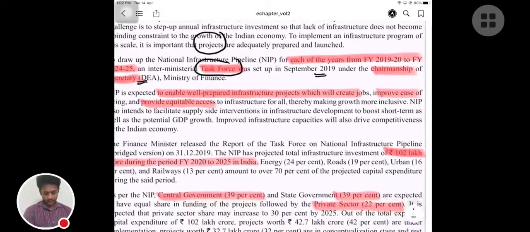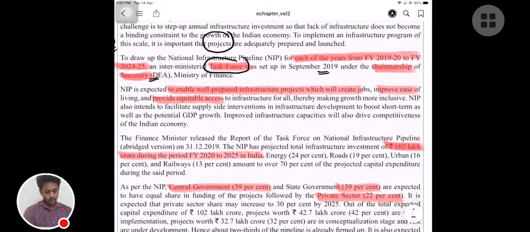And the next part: it is expected to enable infrastructure projects which will create jobs, improve ease of doing business, improve ease of living, provide equitable access, and also boost short-term as well as potential GDP growth, and it will also drive competitiveness. See how many points are there. So this is where UPSC will ask you, consider the following statements: which of the following are the consequences or results of the national infrastructure pipeline? 1, 2, 3, whatever points I am ticking now, all these things will come as statements.